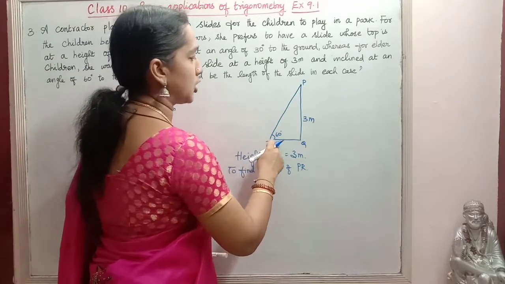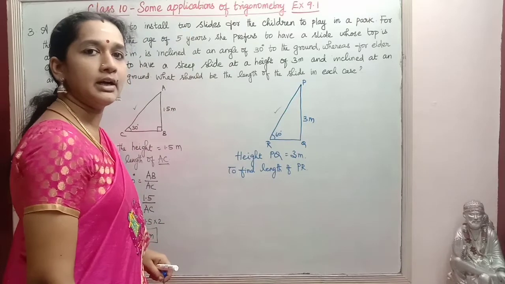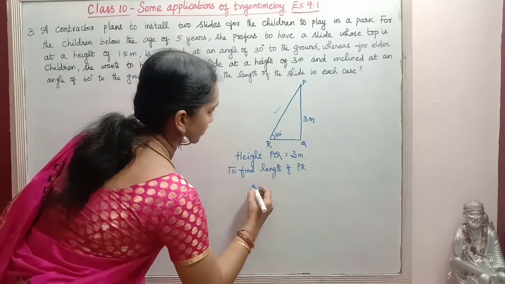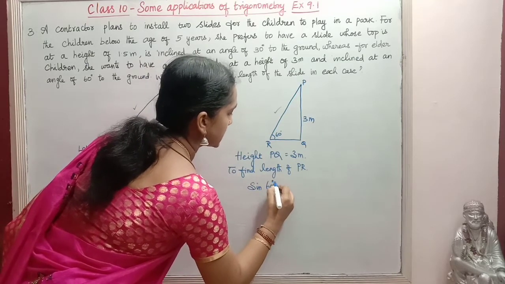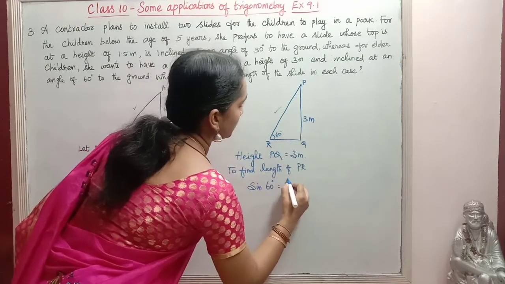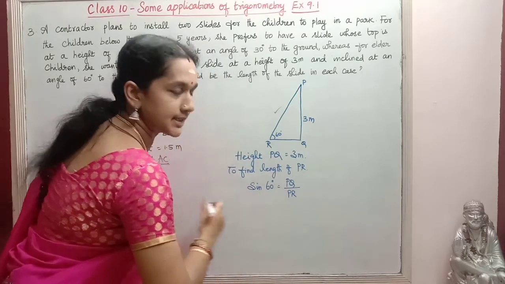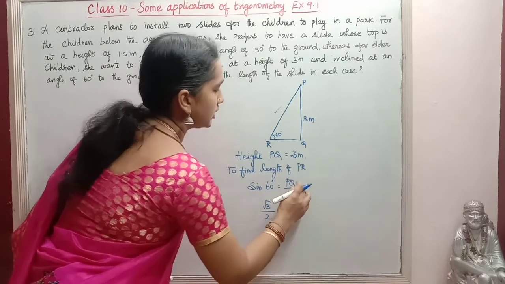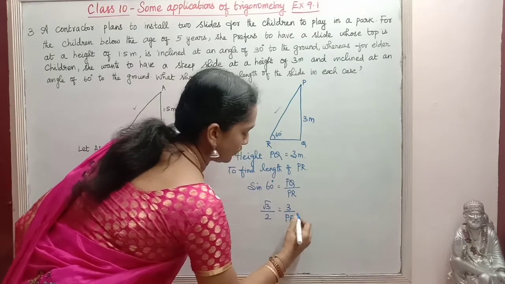So for this one also, opposite by hypotenuse. If you find the measurement of the hypotenuse, that will be the length of the slide. So sine 60 is equal to opposite, that is PQ by PR. So sine 60 is root 3 by 2. That is equal to PQ, which is 3 meter, by PR, which only we are asked to find.